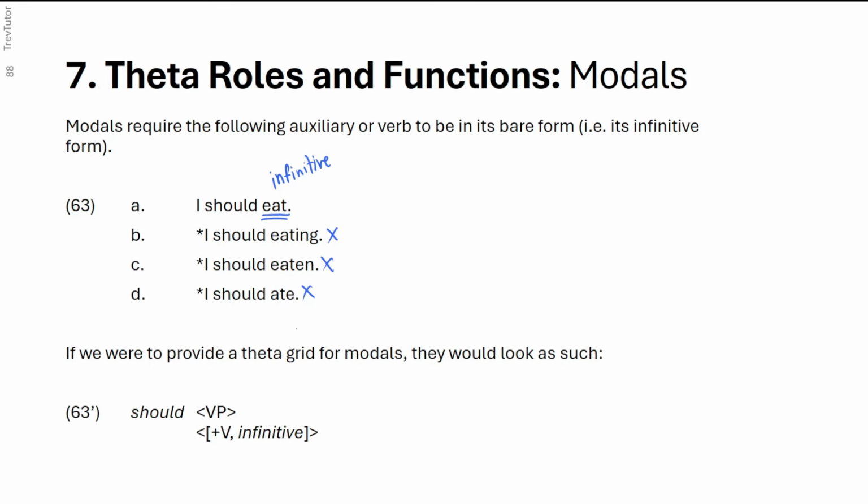So as far as very specific requirements, what should is selecting, and modals in general, they want a verb phrase or something like a verb phrase, like a perfect phrase or progressive phrase, that is verbal and it is in its infinitive form. So that's how we would draw a little theta grid for should, but we're not using the box structure, we're just using this arrow notation.